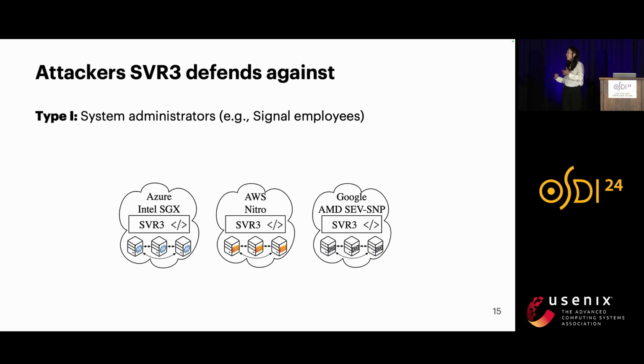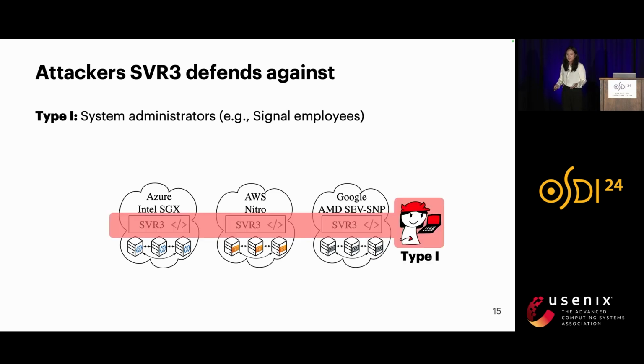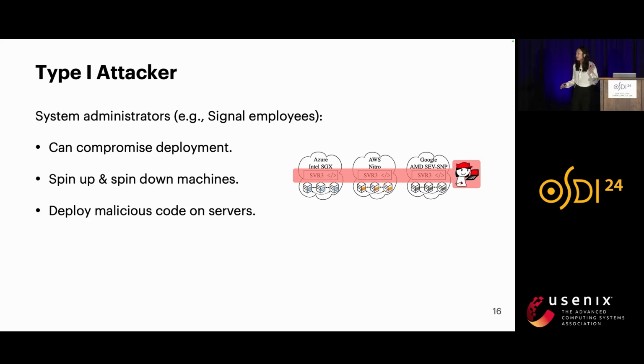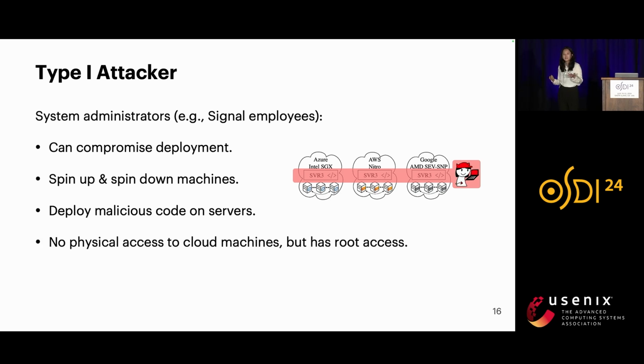Now, in order to tell you about the security guarantees, we have to talk about the attackers that we're interested in defending against. And this is a little new in the sense that we have a couple types of attackers. The first one is actually Signal itself, so the organization or the system administrators or the people that are providing the service. And that means that they can compromise the deployment. They could spin up and spin down machines. You could deploy malicious code on the servers, and you don't have any physical access to the cloud machine since it's running on the cloud, but you can think of it as having like root access.